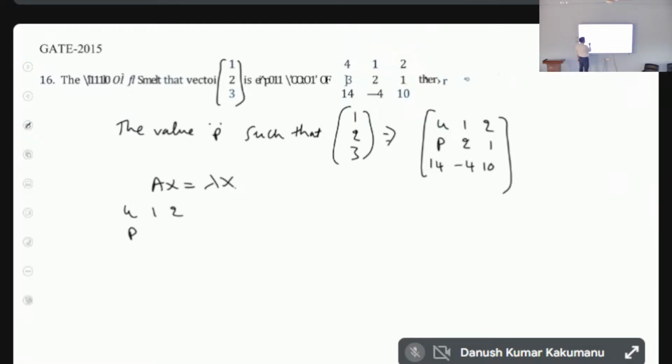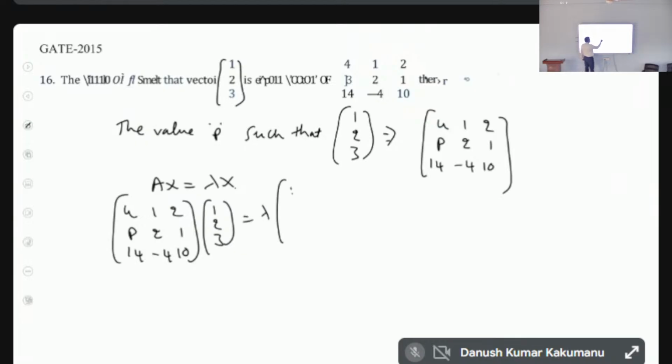4 1 2, p 2 1, 14 minus 4 10. Ax equals lambda x. Multiply them. 4 plus 2, 6, that is 12. P plus 7. 14 minus 8 plus 30 is 36. So 12, p plus 7, 36 equals lambda, 2 lambda, 3 lambda.